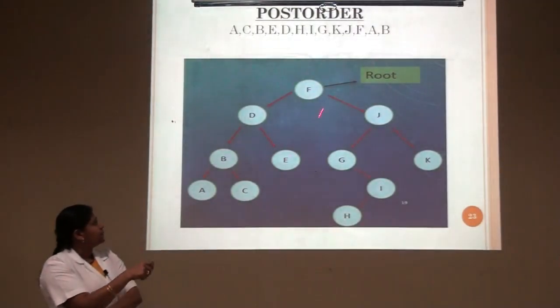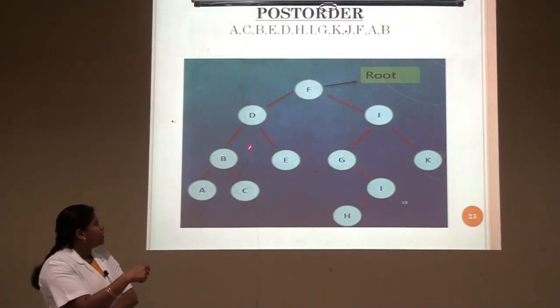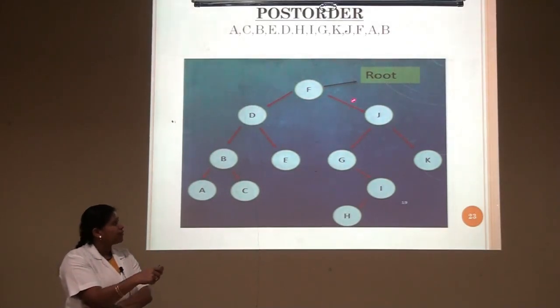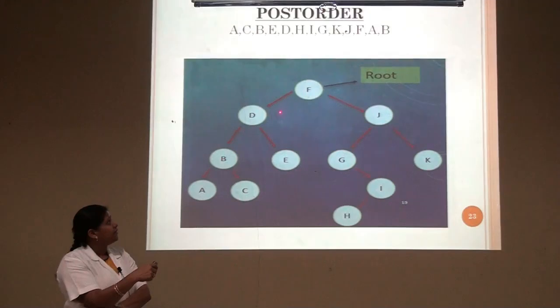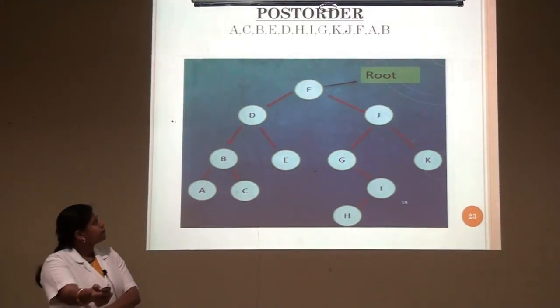So this is the example picture for post-order tree traversal. So left, then right, then root. Here first we will visit all the elements of the left subtree, then all the elements of the right subtree second, then finally we will come to the root element.